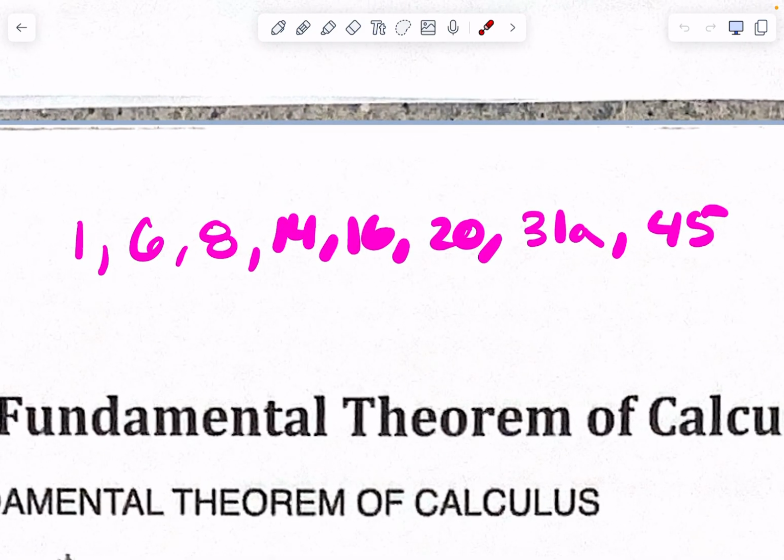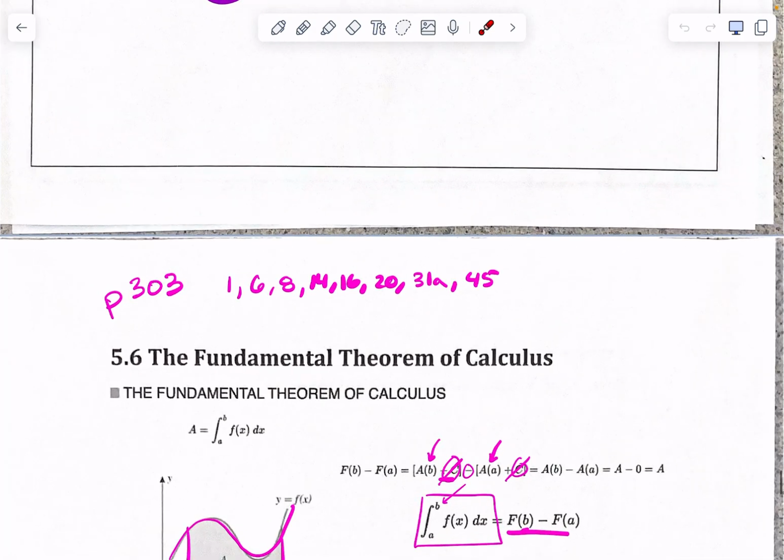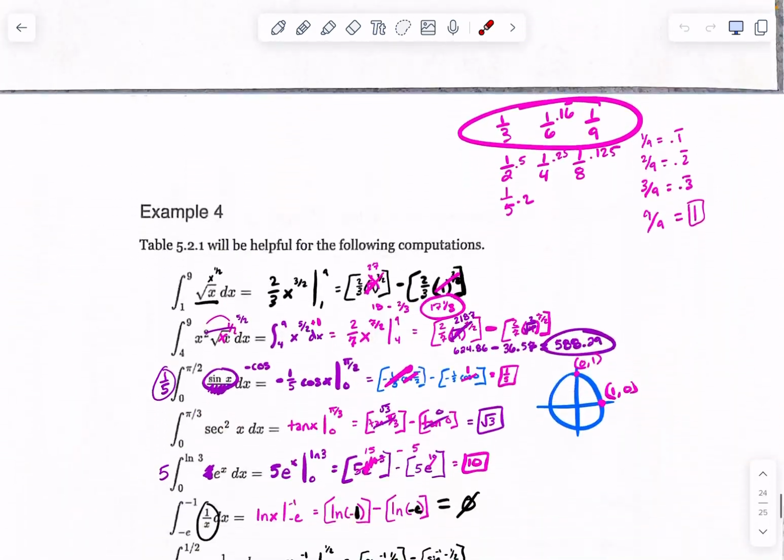Homework is out of the book. There it is. Luke, go away. We, I think, are on the... Oh, that's a lot of homework.